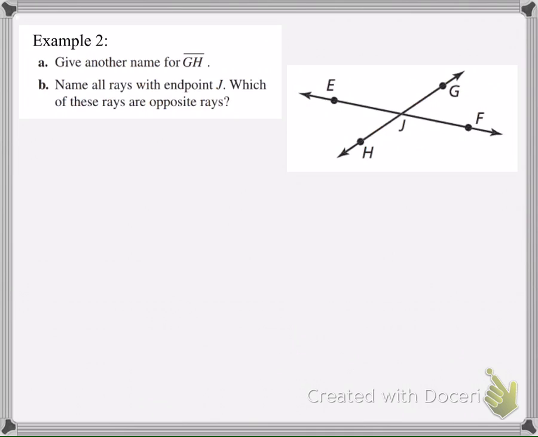All right, now let's use example 2. Let's use these new definitions. We want to give another name for segment GH. It's the segment that goes from G to H. It's that segment in there. But since a segment has no direction, I can also name it the other way. So I can call it segment HG with the segment sign above it. So that's part A. I could call it segment HG.